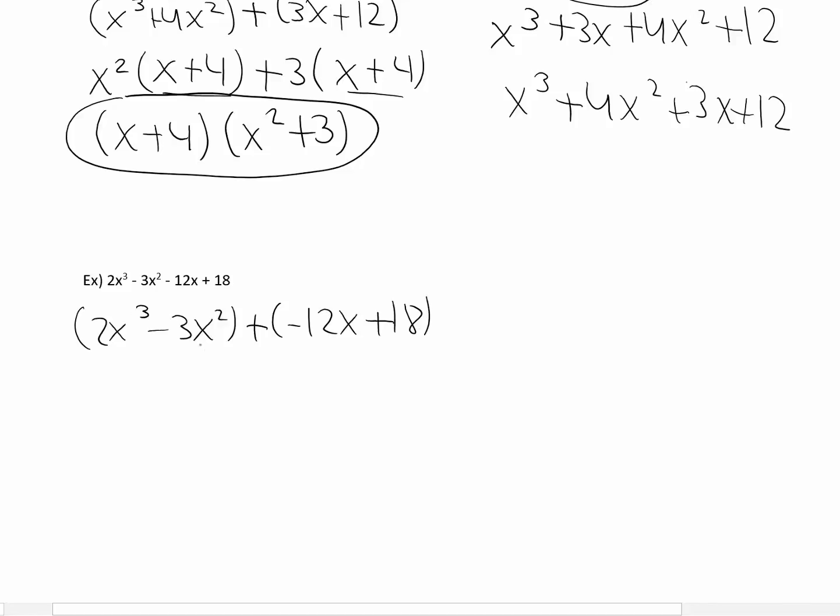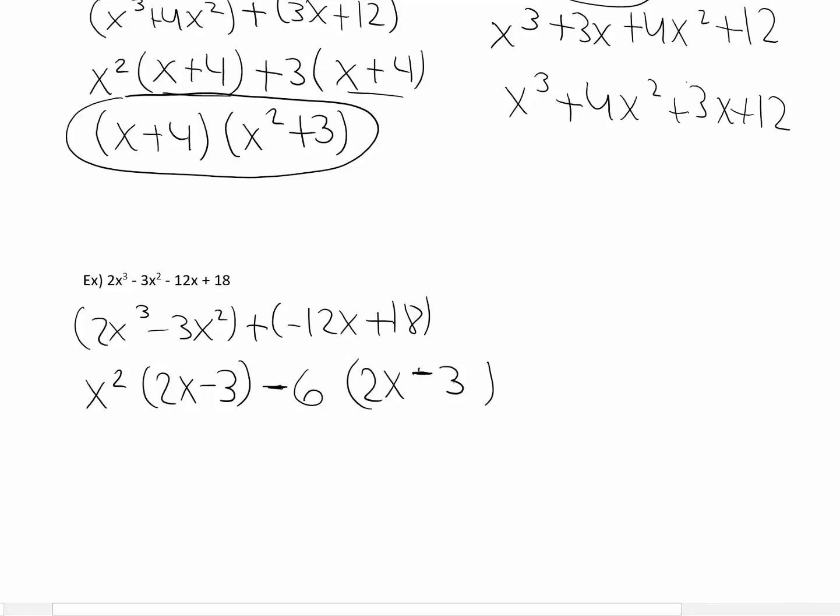Now, the greatest common factor between the first 2 terms, that is x squared. When I factor out or divide out x squared from 2x cubed, I'm left with 2x. Divide out x squared from negative 3x squared, that leaves me with negative 3. Now, let's go to the second 2 terms. So because this is negative, I'm automatically going to factor out a negative, so the signs match up. And the largest factor I can divide out of both 12 and 18 is 6. So when I divide out negative 6 from negative 12x, that leaves me with 2x. If I divide out a negative 6 from 18, that leaves me with a negative 3.